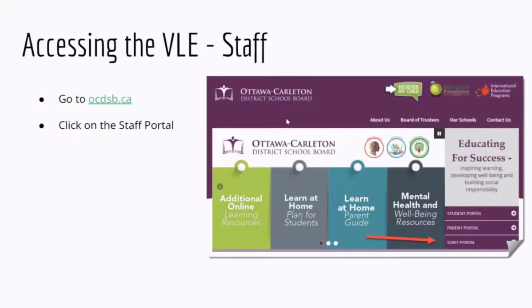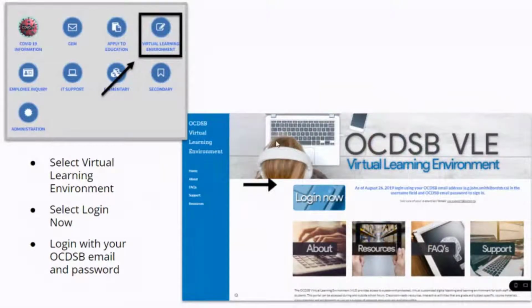How to get to the VLE? Well, you can get to it from the OCDSB website, for those of you who are unfamiliar, and by clicking on the staff portal. So if you click on the staff portal, once you're in the staff portal and signed in, you're going to see a button that says Virtual Learning Environment. Now, I'm going to warn you that this button looks like this now. It is changing. We've got a snazzy new logo that we're implementing in there, so the button might look a little different, but it's always going to say Virtual Learning Environment, so you'll always be able to find it.